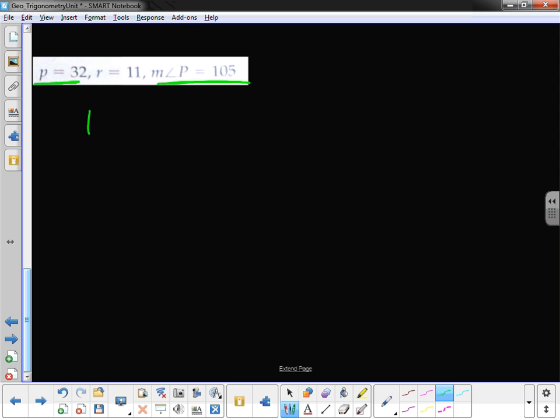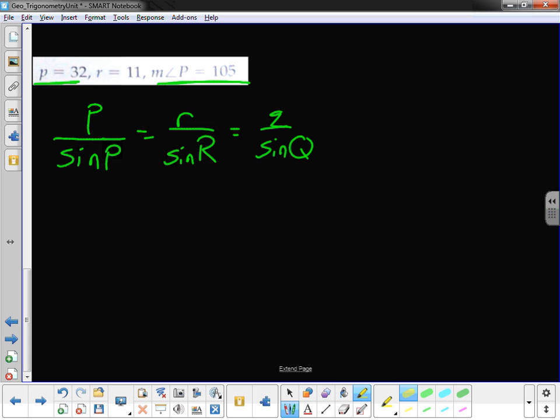Because I know it's going to be P over the sine of angle P will equal side R over the sine of angle R will equal side Q over the sine of angle Q. As long as I have a pair, which I do, I have the P's. I have both of these numbers in the P, so I can do this.